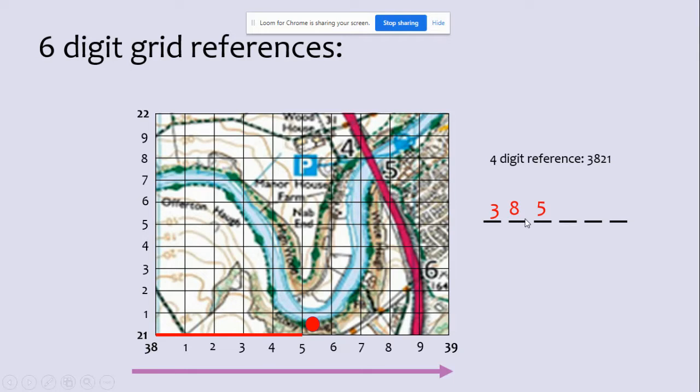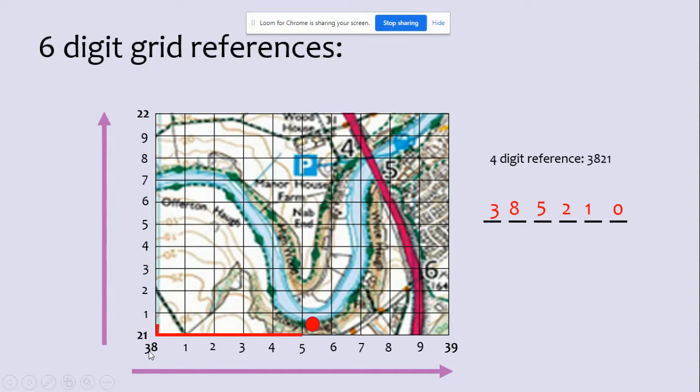Then we're going to go up the stairs, like before. We know our next 2 digits are going to be 21, because it's on line 21. And then we want to see how far up it goes. As we can see, it's in the first box. It doesn't go up very far. So our last digit is going to be 0 because it hasn't reached box 1 yet. So that would be our 6-digit grid reference.